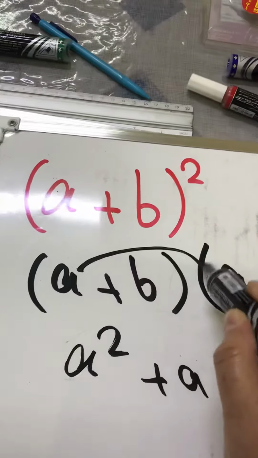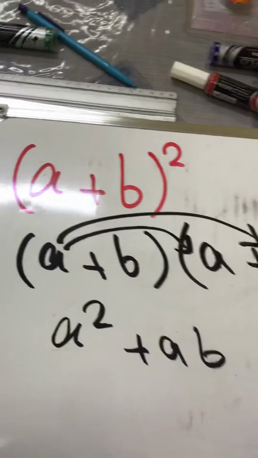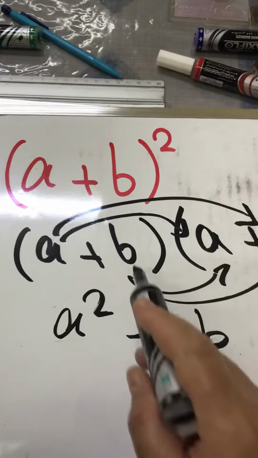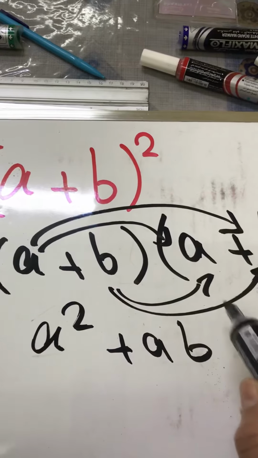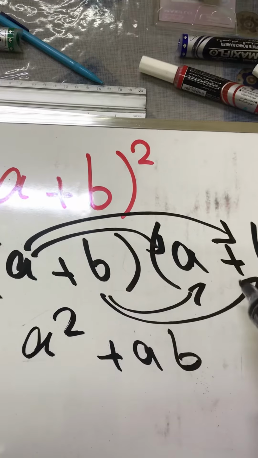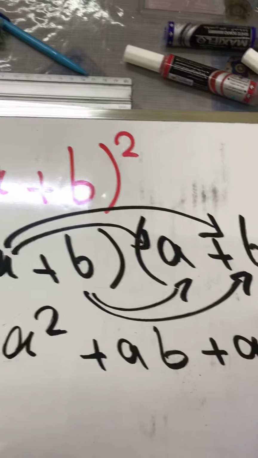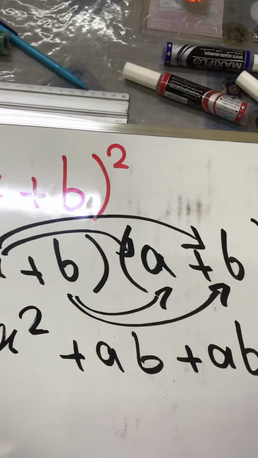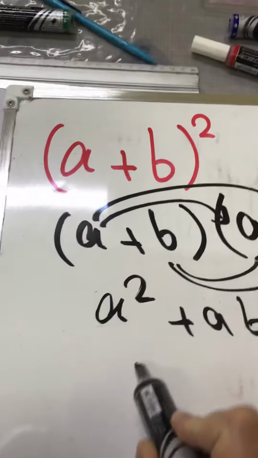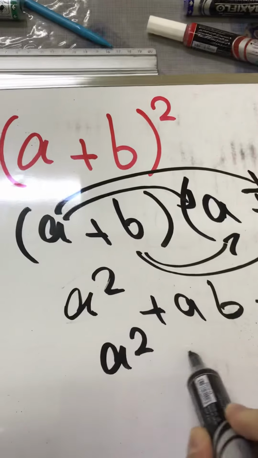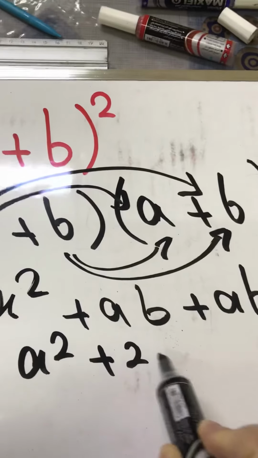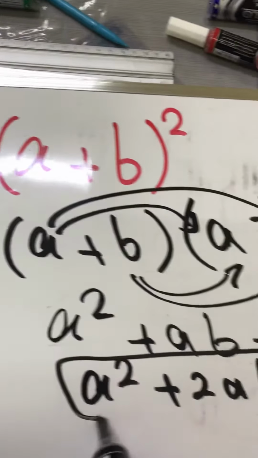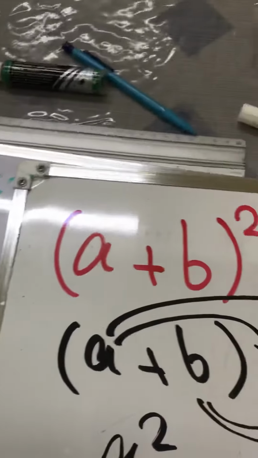I took a, multiplied all things inside the second bracket. Then I'll take b, multiply all things in the second bracket. Positive b times positive a will be ab or ba. It's allowed to change the order in multiplication. And b multiply b equals b square. Now I'll collect the like terms. I have a square plus ab and ab, which equals 2ab, plus b square. This is the expanding form for this bracket.